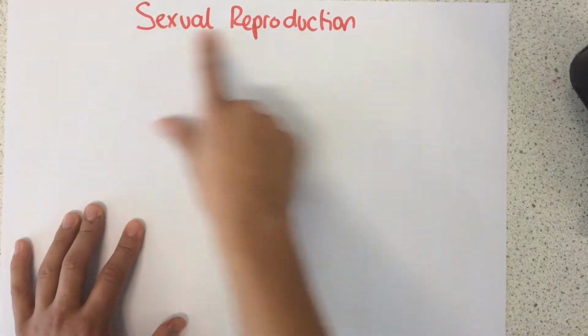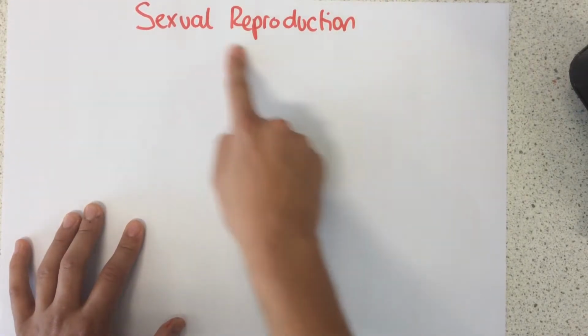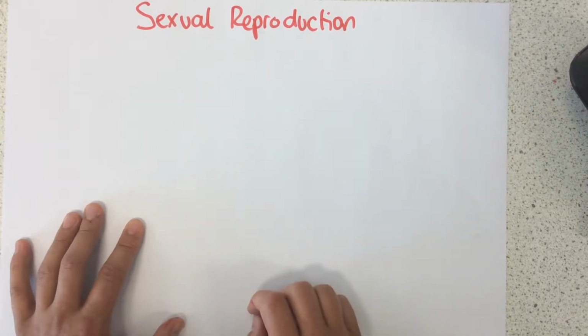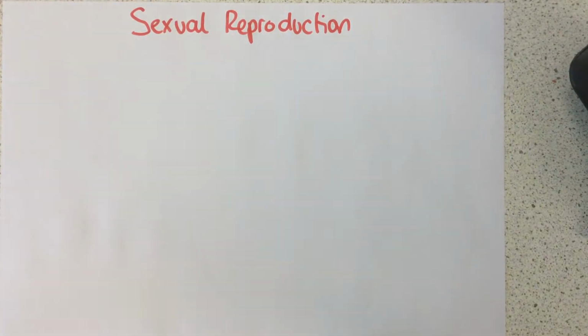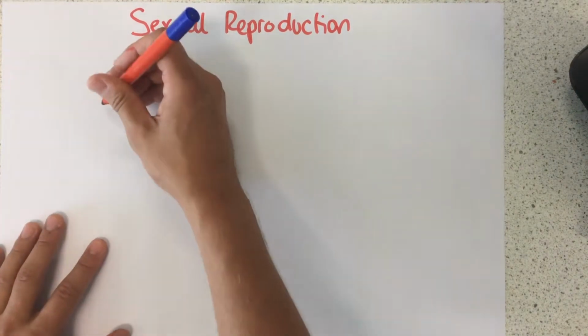Okay, today I'm going to talk to you about sexual reproduction. Reproduction is all about making more members of a particular species, and sexual reproduction produces genetically different offspring, so offspring that are different to each other.